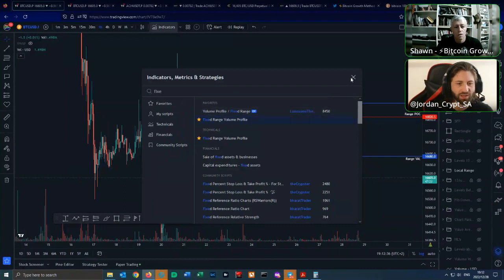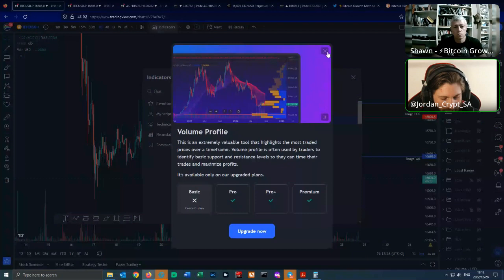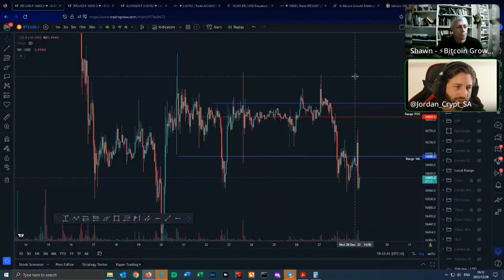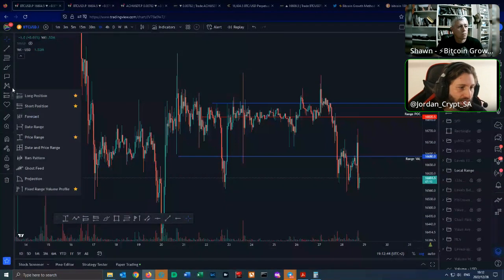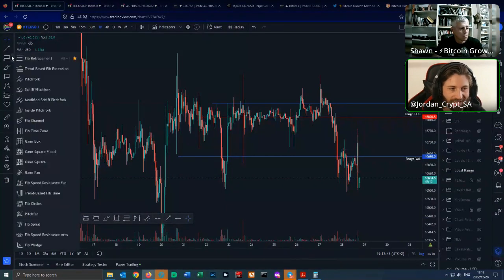So basically, put very simply, POC is the price point at which the most trading has happened, whether it's buys or sells. And what we find usually is that price comes back to that POC like an elastic band, and that's how we use it to trade.